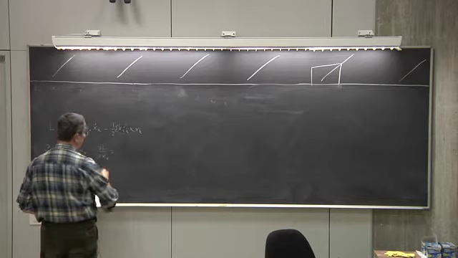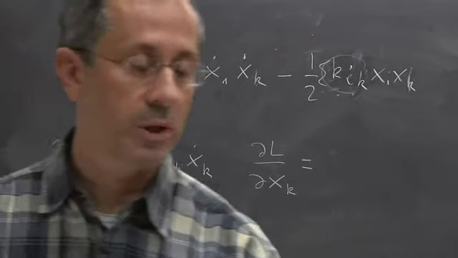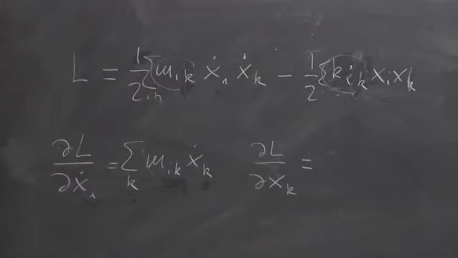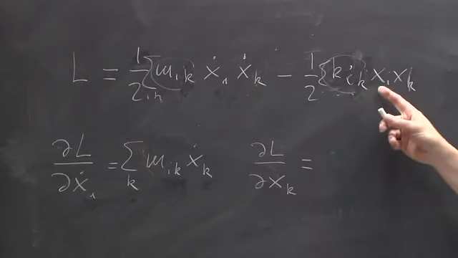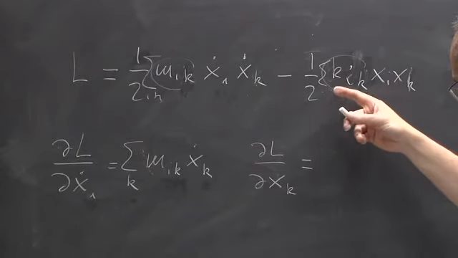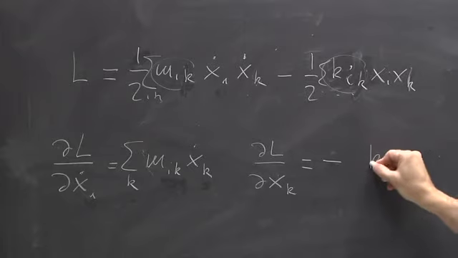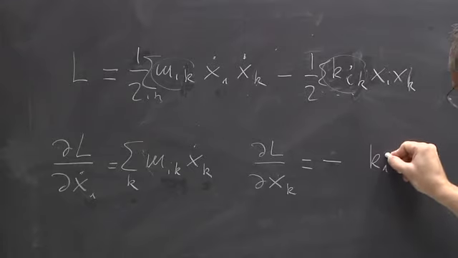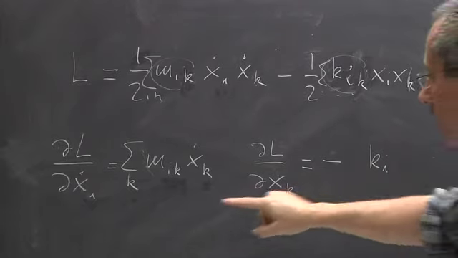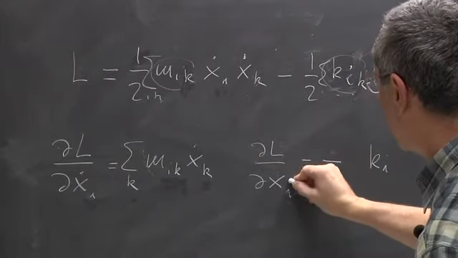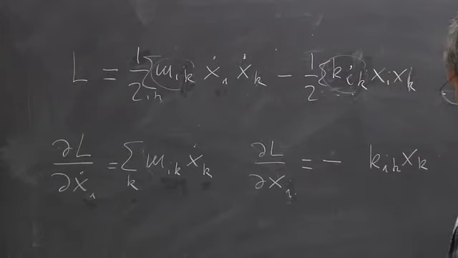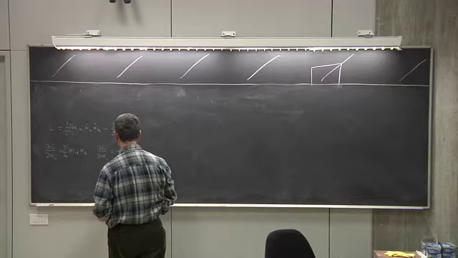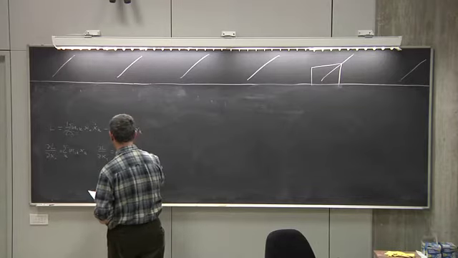And then dL/dx k. So the partial derivative of your Lagrangian with respect to the coordinates. You see that you only have here the k, so it just gives you these terms here. I'm sorry, I'm taking the i, so I should take an i here. So Kik xk, right? And again, I have a sum over k.